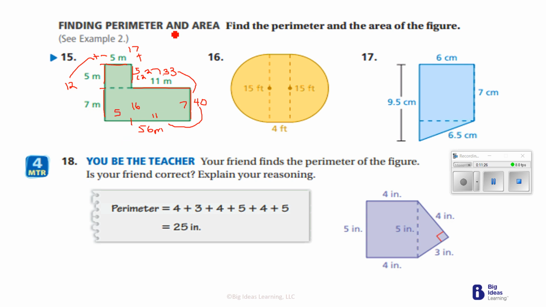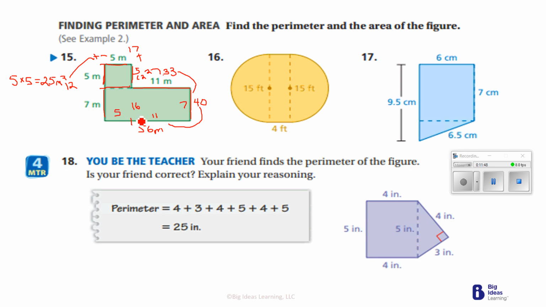All right. Now it says find the area. But to find the area, I can take this and say this is a square. And that means this square is 5 by 5. And 5 times 5 equals 25. So that's 25 meters squared.